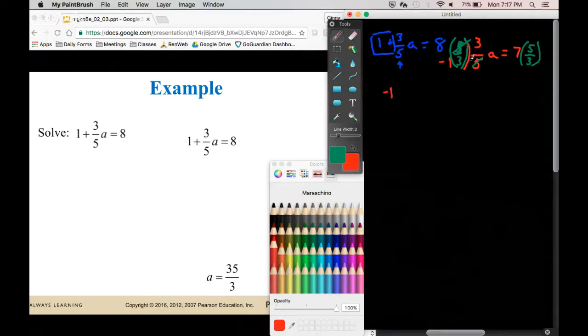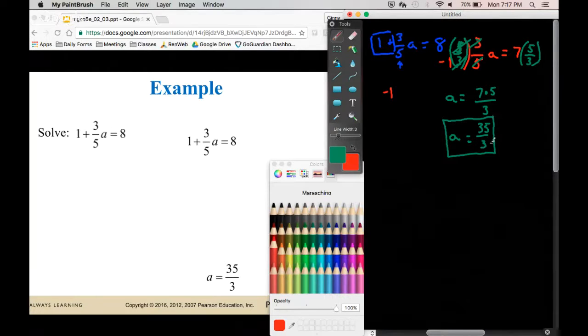Your fraction cancels out and becomes a value of 1. So that's going to be a equals 7 times 5/3. 7 times 5 is going to be 35/3. Can you reduce that? Does 3 go into 35 at all? Not really. So that's going to be your solution.